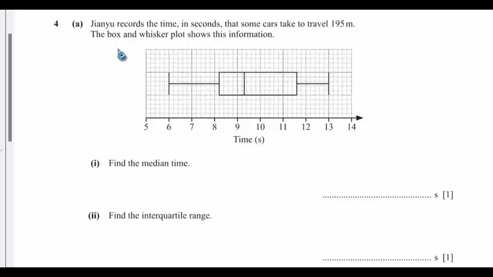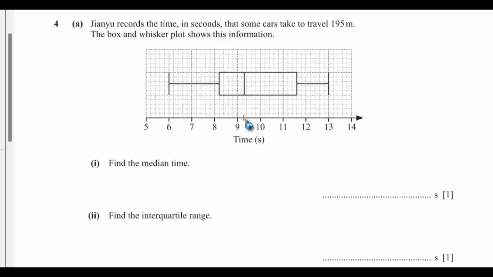Okay, so GIU records the time in seconds that some cars take to travel 195 meters. The box and whisker plot shows this information. Find the median time. So the median is this line here. If we trace it here, it is in between these two lines.